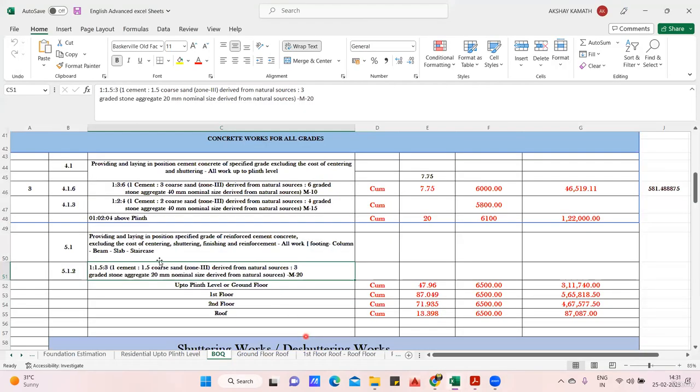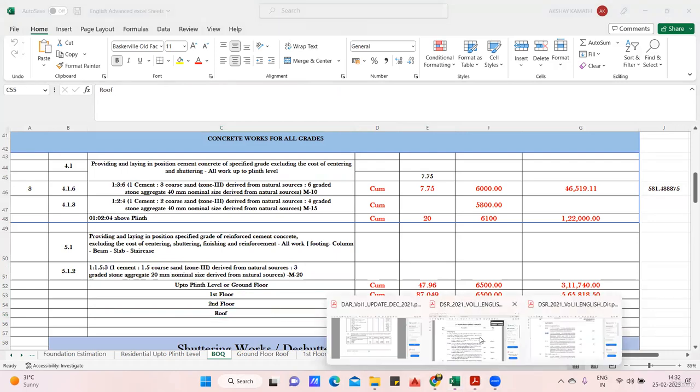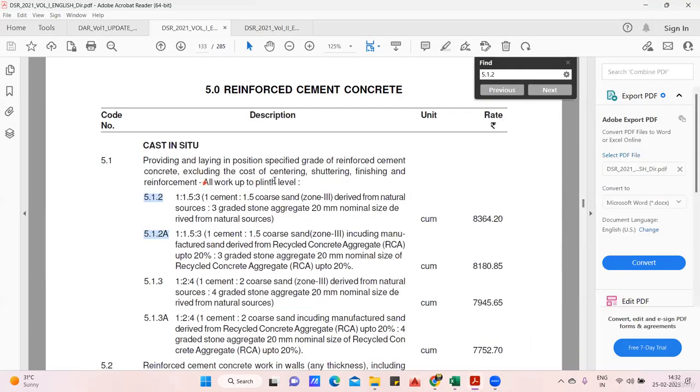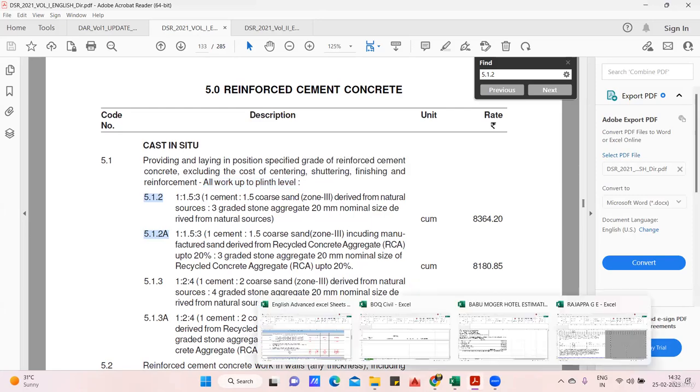I'll go to the Excel sheet. I've written the same thing here. Up to the plinth level or ground floor, I've written this. After that, for first floor, I made it separately. Second floor, I made it separately. And roof, I have made it separately. Getting my point? Because in the BOQ, if you observe, they've written all work up to plinth level. Okay, fine. So this much is understood.